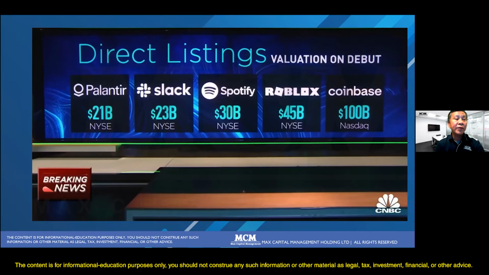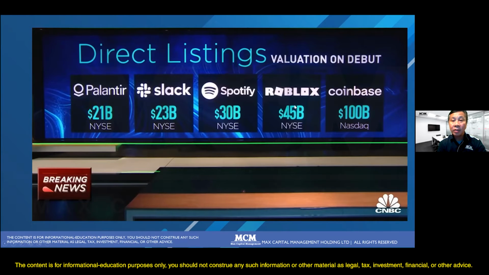So these are some of the direct listings that have been happening in the last few years, and also their valuations. Some of the companies that took to direct listing include Palantir on the New York Stock Exchange at a market cap of 21 billion. This was in September 2020. Slack is also on the New York Stock Exchange. This was in June 2019. Spotify at 30 billion, April 2018.